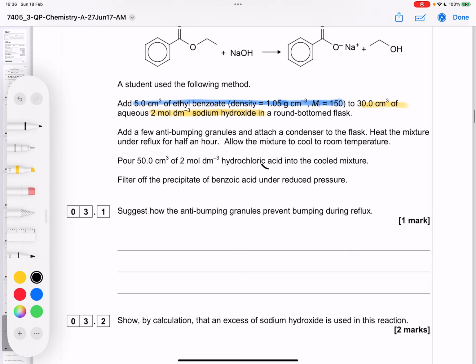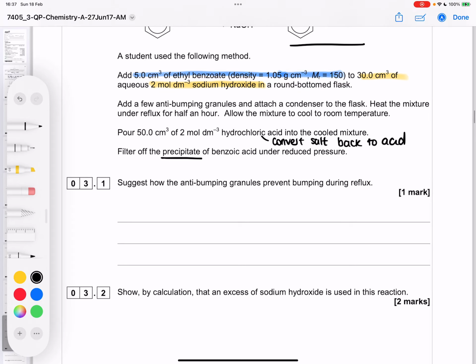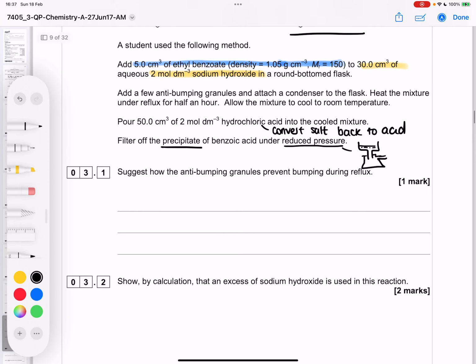That's going to convert the salt that we've just made here, the benzoate salt, back to the acid. And then we're going to filter off the precipitate under reduced pressure, and that's a hint to a required practical technique where you're using a Buchner funnel inside a reduced pressure flask that's connected to a pump. This is not a very good diagram, but you could do better in an exam.